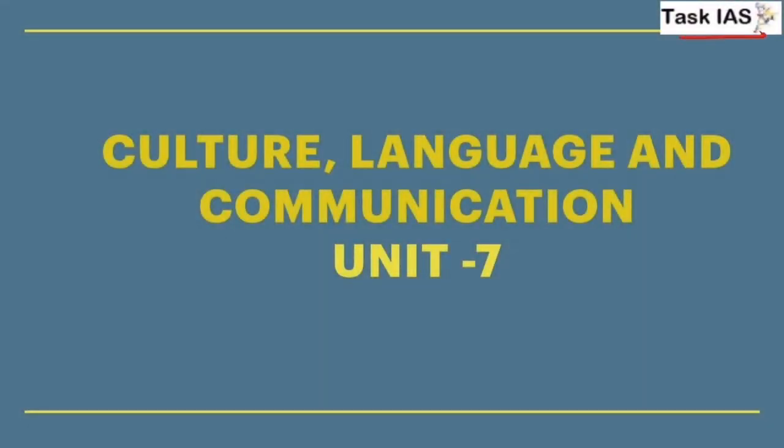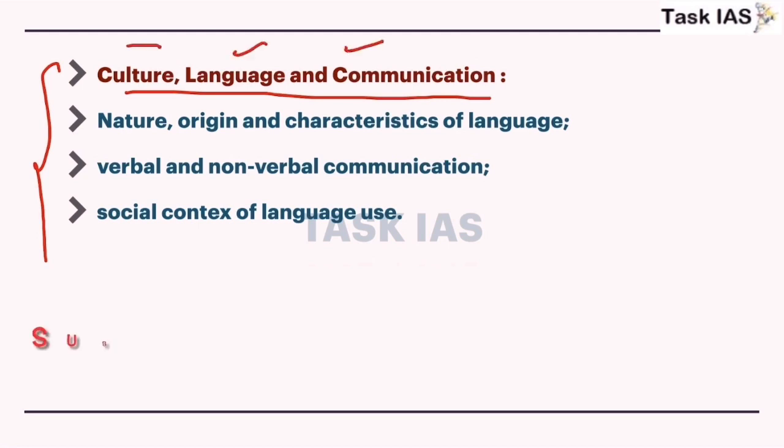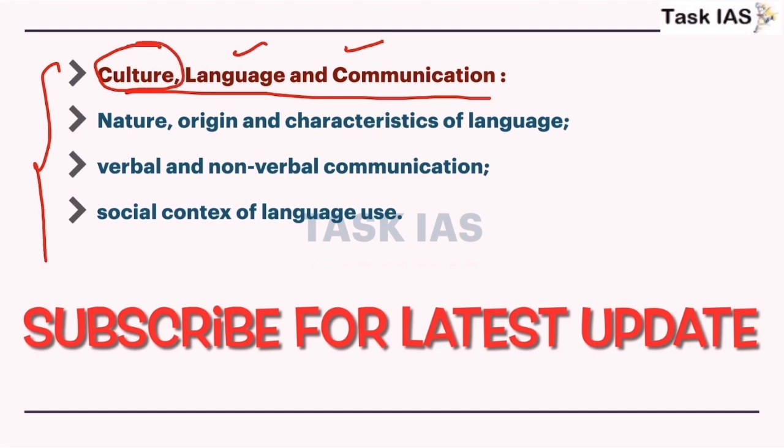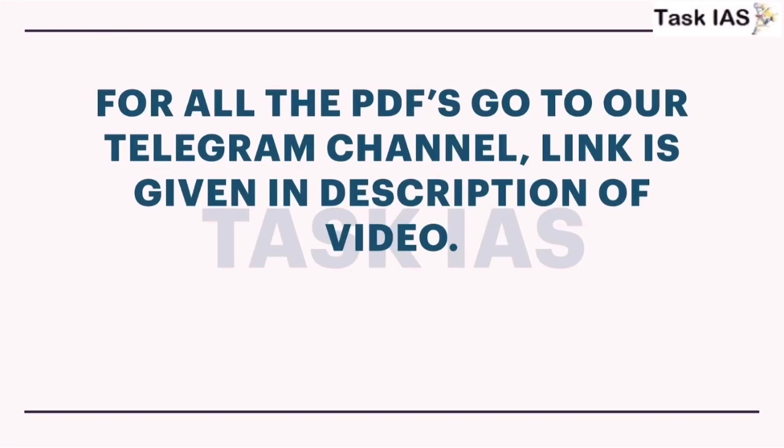Today we will discuss Unit 7: Culture, Language and Communication. These are the subtopics: culture, language and communication. We will understand what language and communication are. We have already understood some idea about culture from the anthropological theories which we have discussed. Second is nature, origin and characteristics of language, verbal and non-verbal communication, and social context of language use. These are the subtopics that we will cover today.